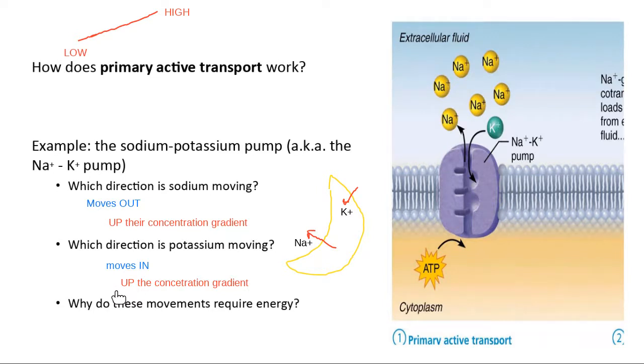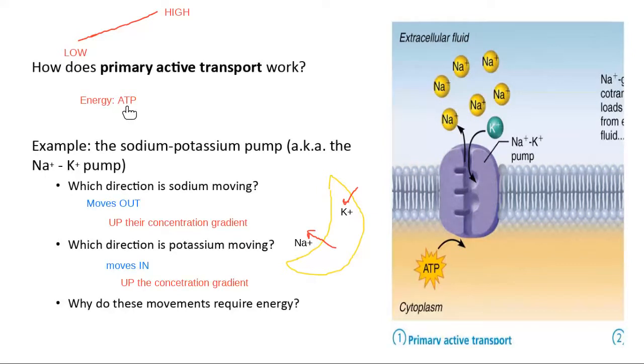Now, for this particular type of transport, the sodium-potassium pump, we're doing something that's called primary active transport. Anytime you see active transport, it takes energy. When we talk about primary active transport, where does that energy come from? What's the energy for primary active transport? Does anyone know? Yeah, so my energy is ATP.